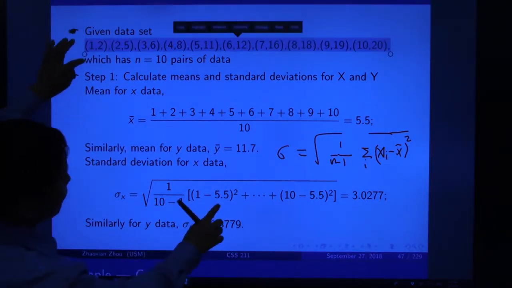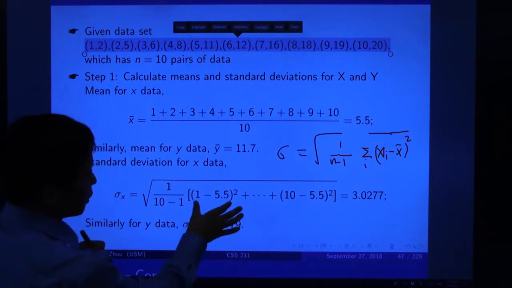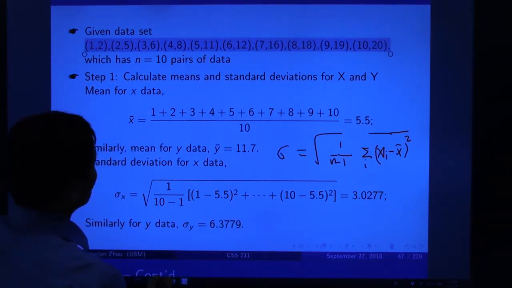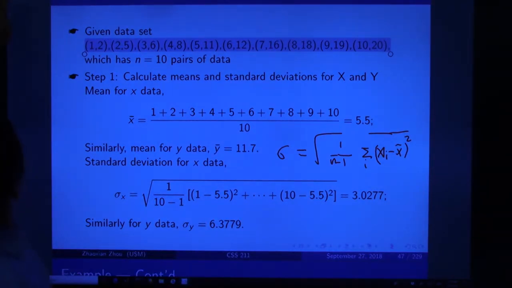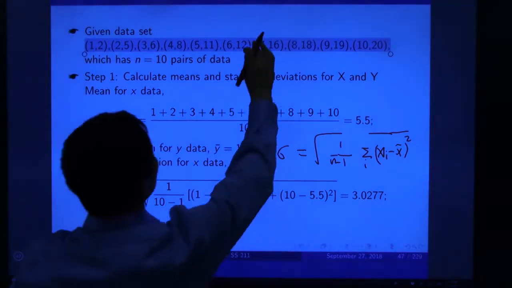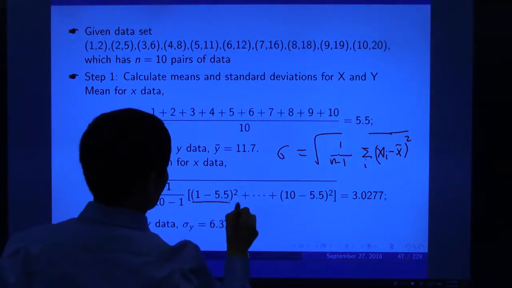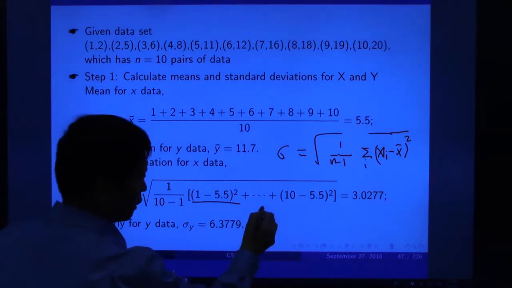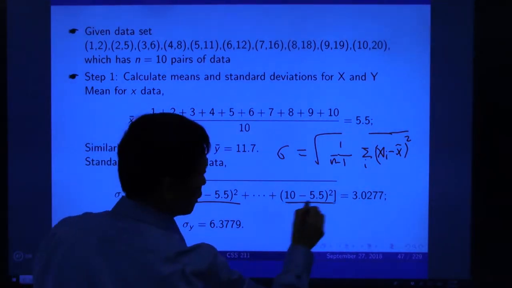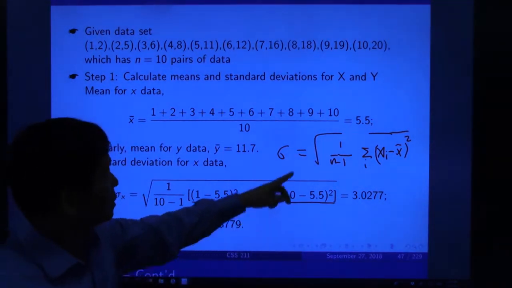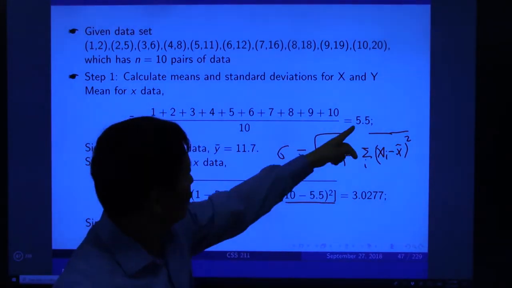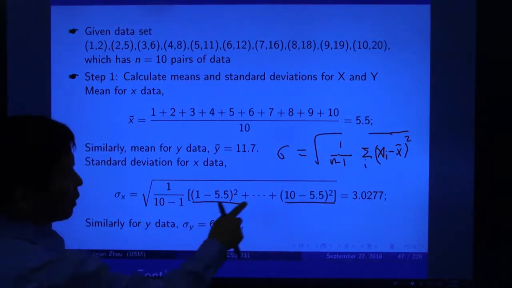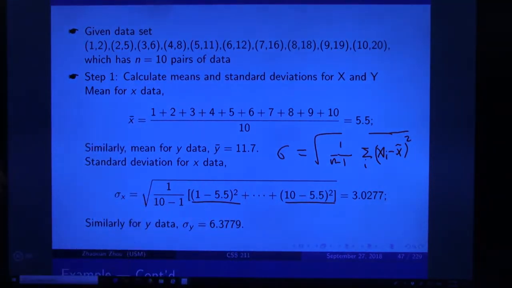So 1 minus 5.5, then square, then plus here, x_i minus the x bar, then squared, then plus the second point, plus the next point, and plus the last one. Right? The last one is 10 minus the mean 5.5, then squared. Add all this together, then divide by n minus 1, which equals 9. Then take the square root.